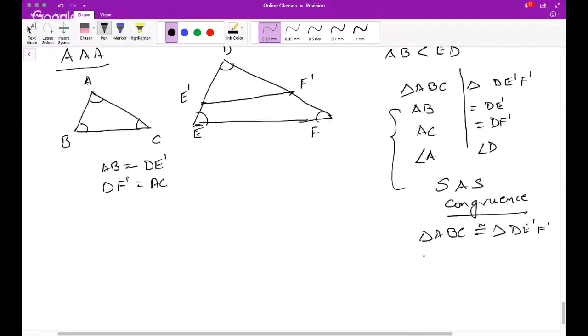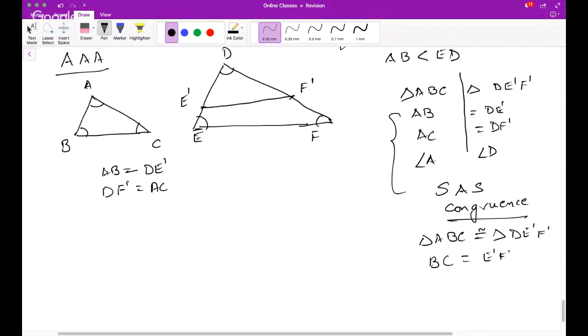And hence I can say that BC is now equal to E'F', and I am marking these angles as well. So this angle is equal to this angle, and this angle is equal to this angle. This angle is equal to this angle because of CPCT, and this angle was given to be equal to F. So all these three angles are equal. So if you see, angle F' becomes equal to angle F, angle E' becomes angle E.